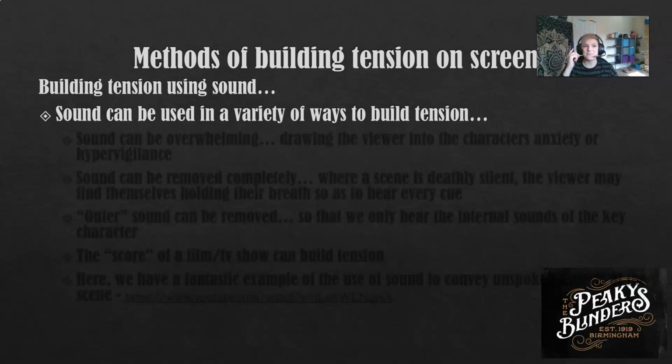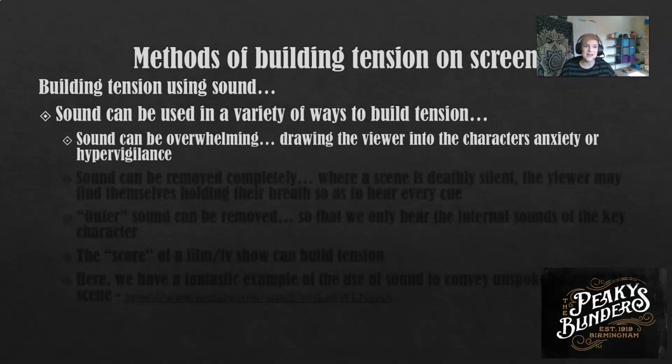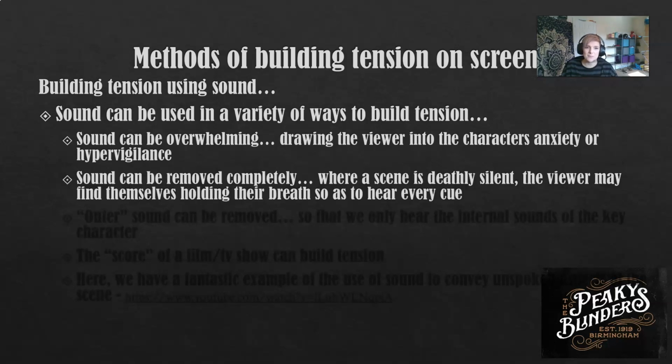Now we're going to be looking at methods of building tension using sound. Sound can be used in a variety of ways to build tension. For example, sounds can be overwhelming. If there are lots of bangs and flashes and screams, then the audience might feel anxiety because they're being overwhelmed with sound, and this might create a sense of hypervigilance. They don't know what they're supposed to be looking at, much the same as the character doesn't, helping us as the audience to empathise with that character.